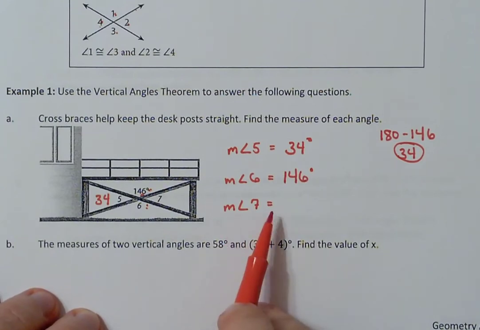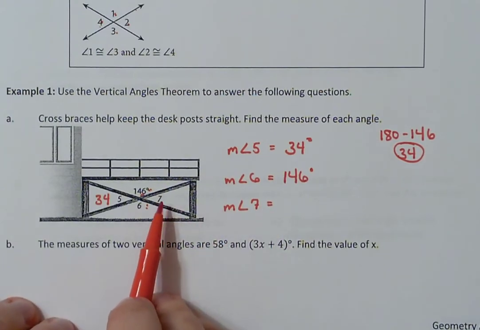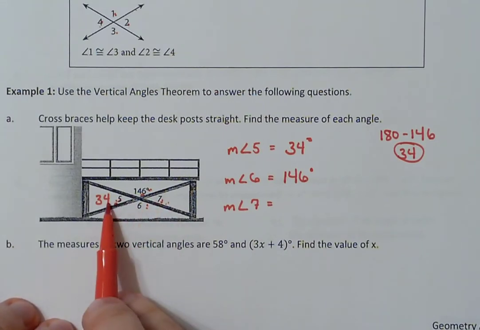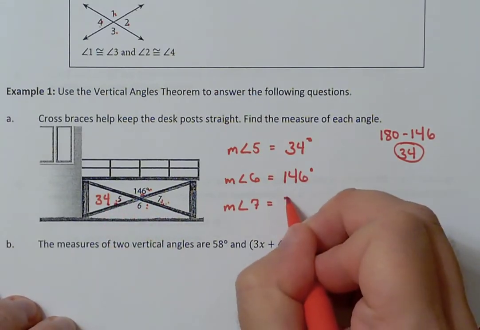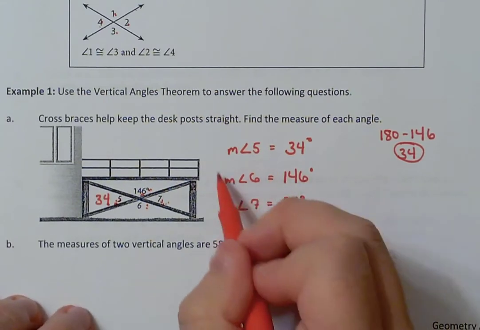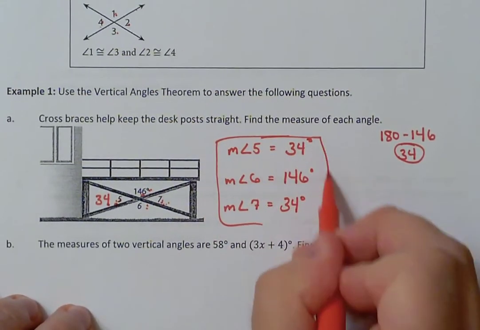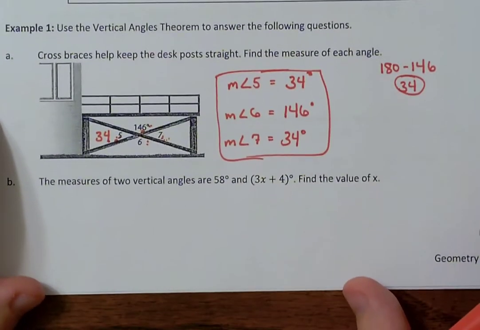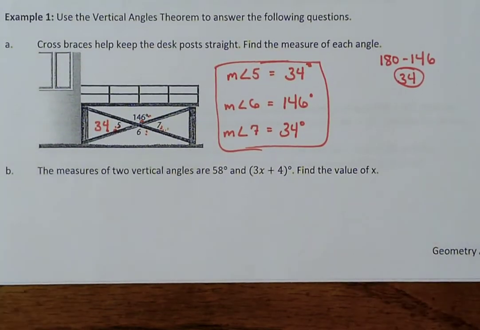If we look at angle 7, its vertical pair is angle 5, because these two angles are opposite of each other. So that means they're equal. If angle 5 is 34, that means angle 7 is also 34 degrees. And that is the measure of each of the angles. That is how we use the vertical angles theorem based off a diagram to find the measure of each of the missing angles.